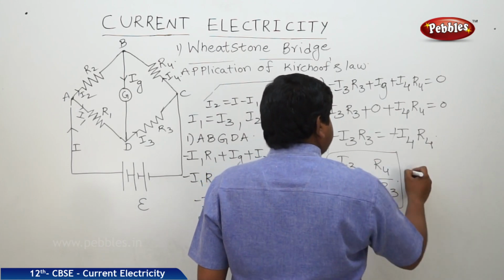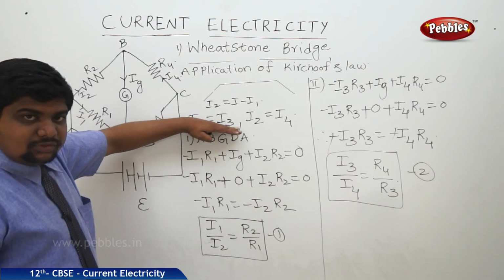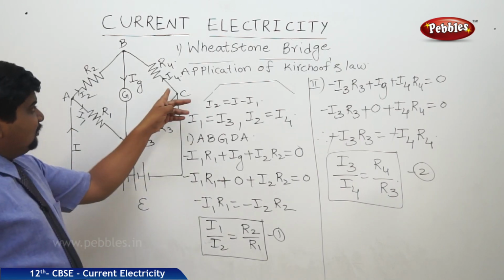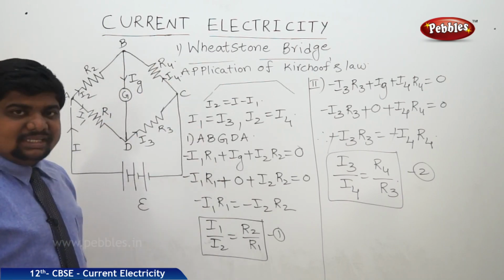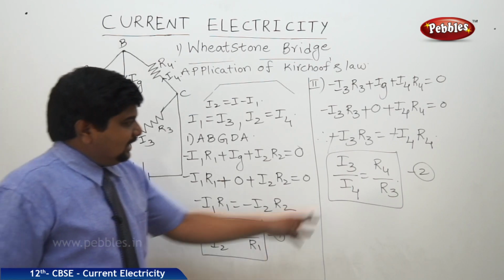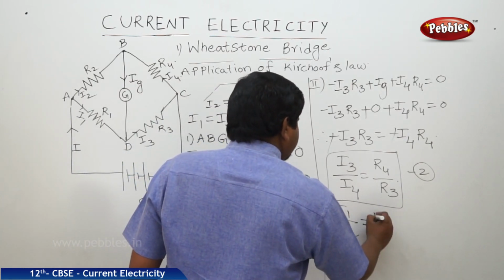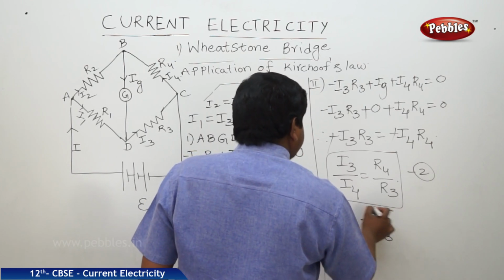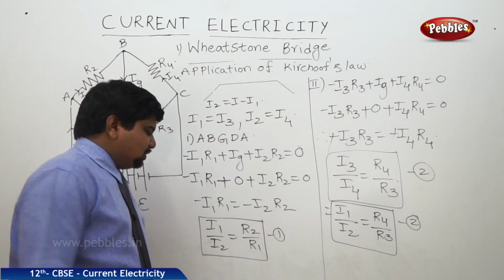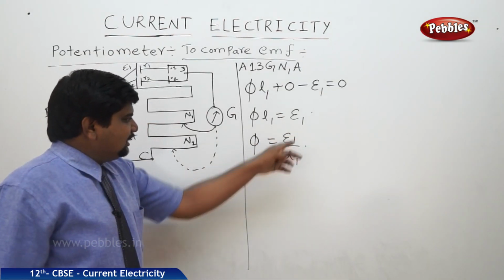This is equation 2. Before going to see the relations in 1 and 2, there is one condition. We took I1 is equal to I3 and I2 is equal to I4. What is the reason? With respect to the junction, I1 is entering and I3 is leaving, and with respect to the junction here, I2 is entering and I4 is leaving. That's why I1 is equal to I3 and I2 is equal to I4. So in place of I3 and I4 we can substitute, and I1 by I2 is equal to R4 by R3. This is the transformation of equation 2. So in equation 1 and equation 2, the LHS are equal, so we can equate the RHS also.